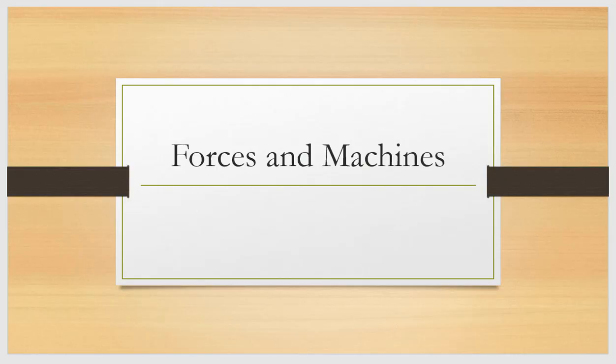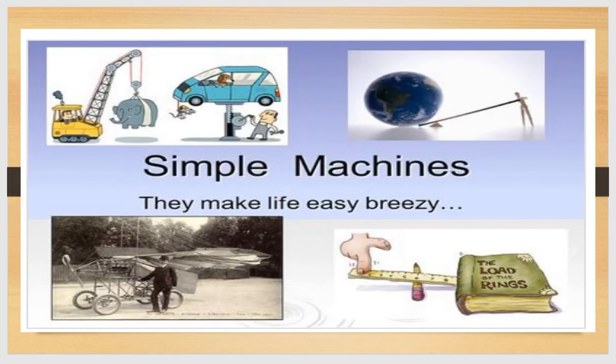Forces and machines. There are simple machines, they make life easy and breezy. When we talk about machines, we usually think of things like washing machines, sewing machines, lathes, porters, wheels, and the big complicated machines in the factories. Or we may think of electronic devices like computers and televisions. But scientists say that a machine is any device which enables us to work more easily.